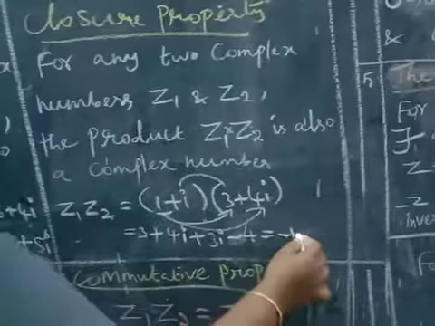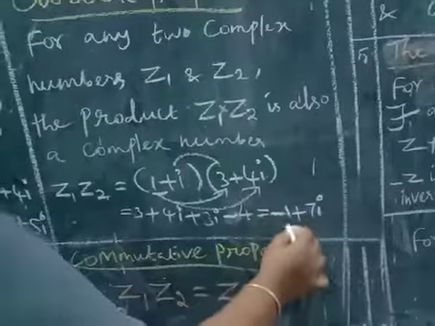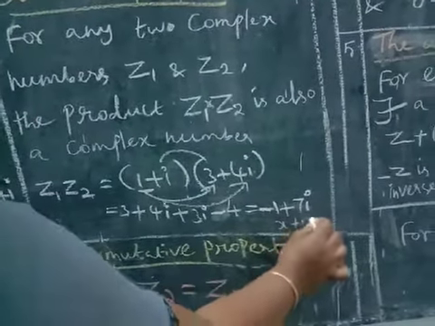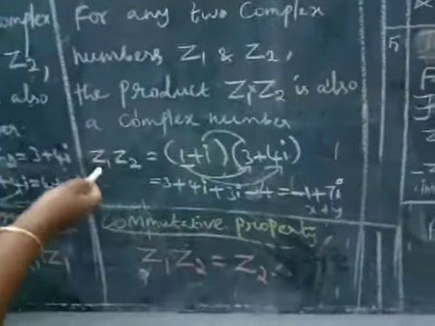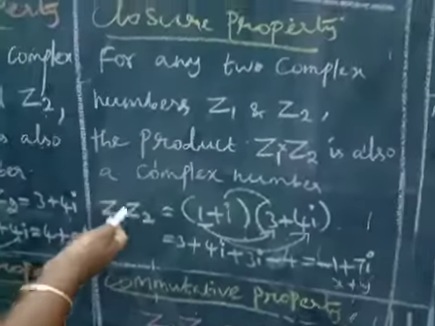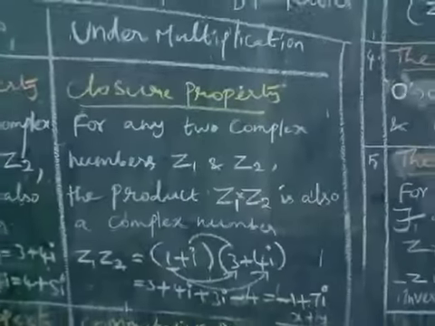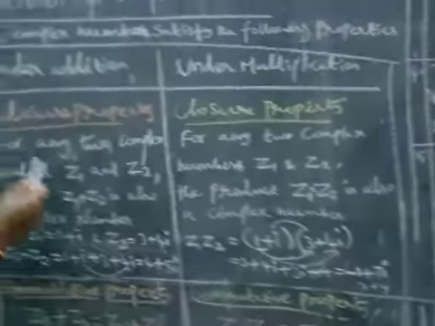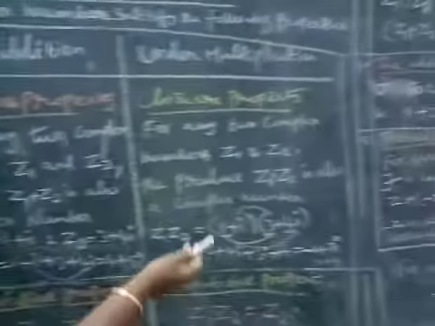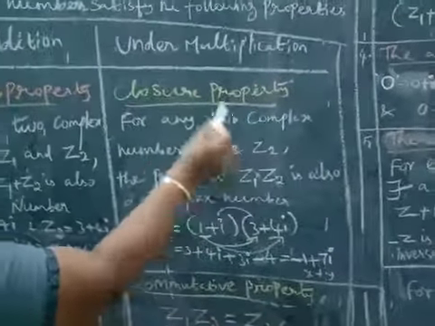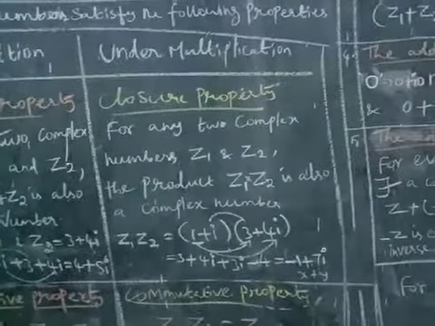4i plus 3i, 7i. See, look at this. This is also in the form x plus iy, isn't it? So we get a complex number. So when we multiply two complex numbers, again we get a complex number. So this is called the closure property. So what is the closure property under addition? If z1 and z2 are complex numbers, then z1 plus z2 is also a complex number. In the same way, under multiplication, the product z1 z2 is also a complex number.